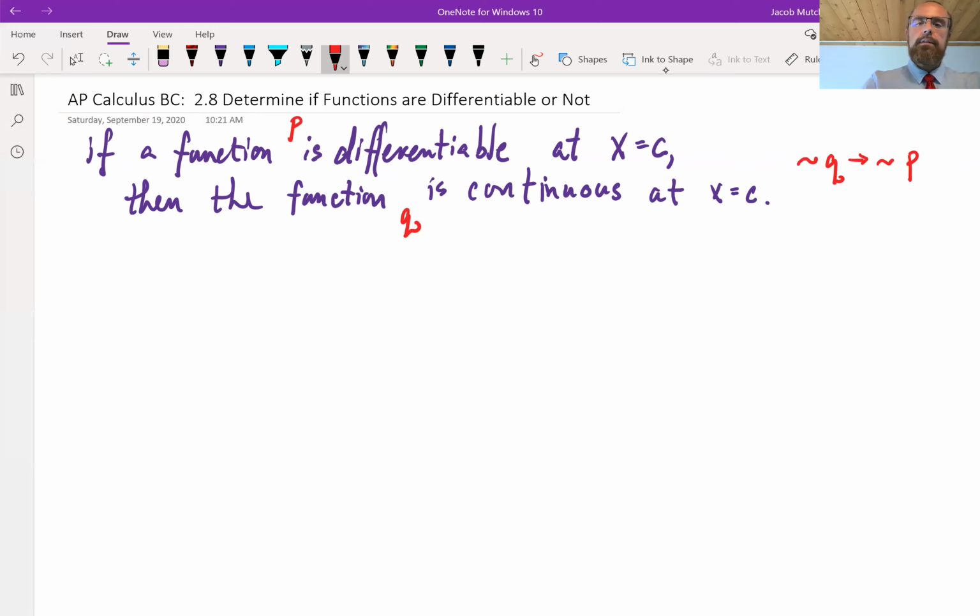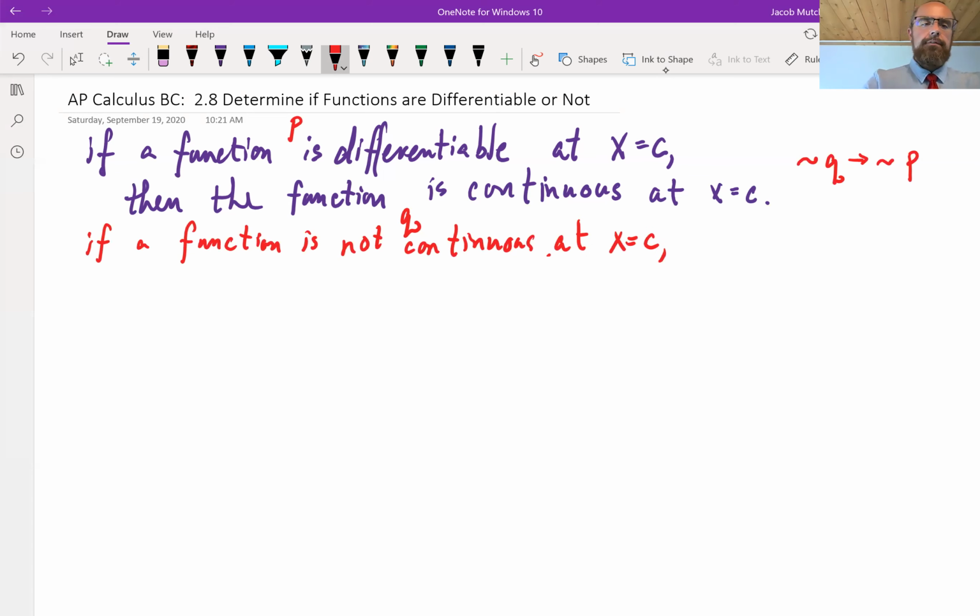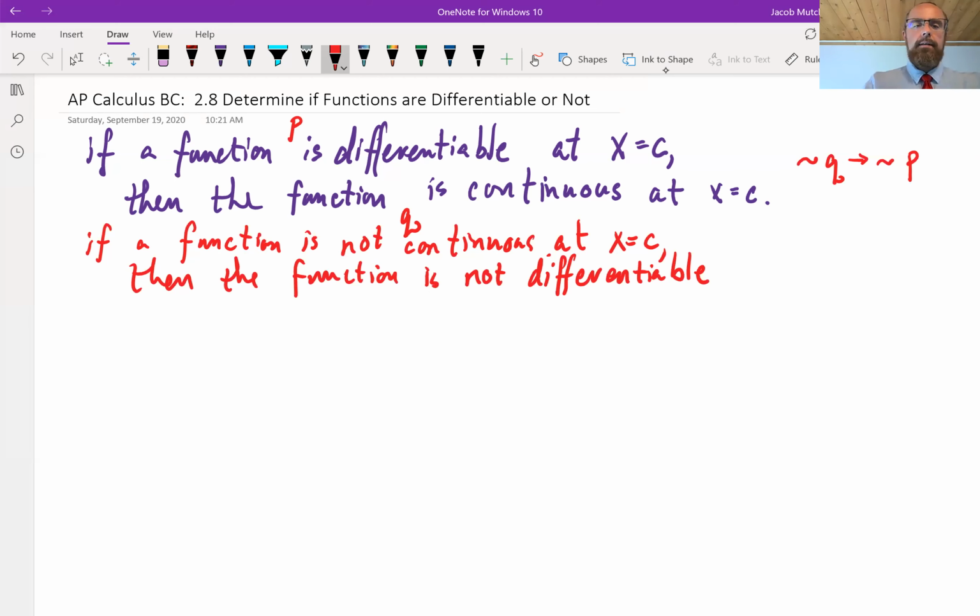So we're going to contradict the conclusion. So if a function is not continuous, so that's not Q, then, and we'll say at x equals c, then the function is not differentiable at x equals c. Now, we need to focus then on how we can apply this to certain functions. And let's take a look at this consideration in a flow chart.